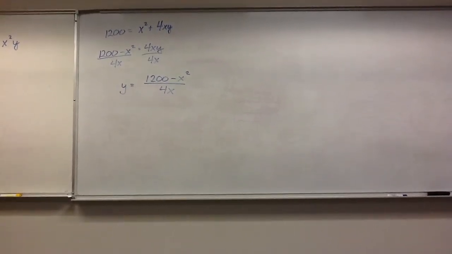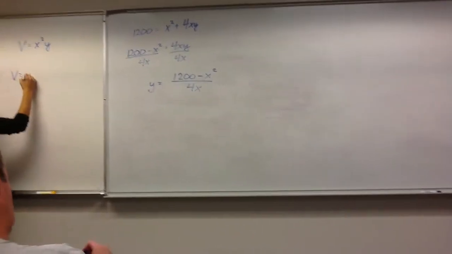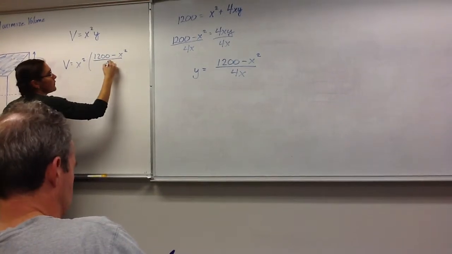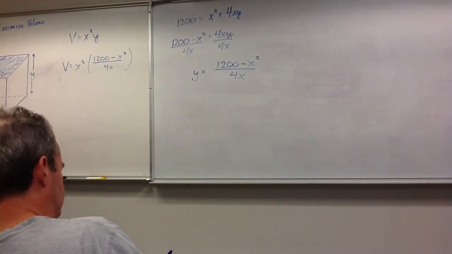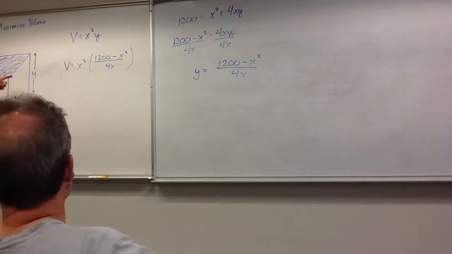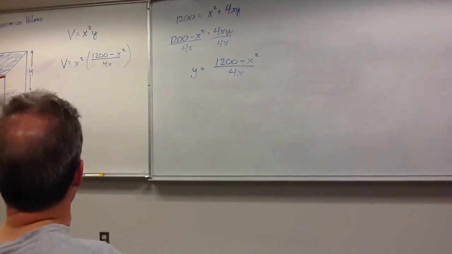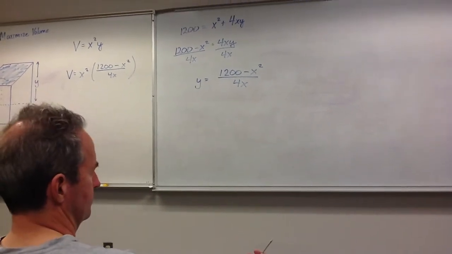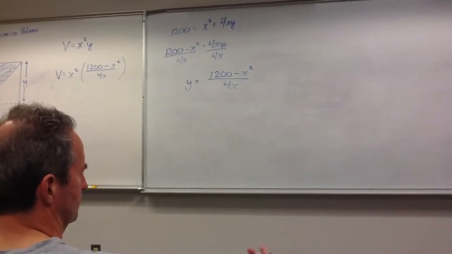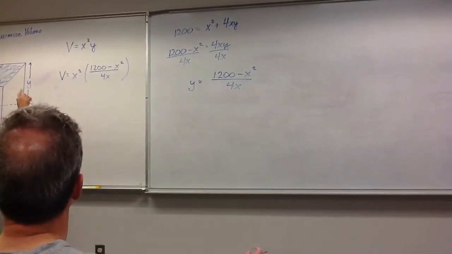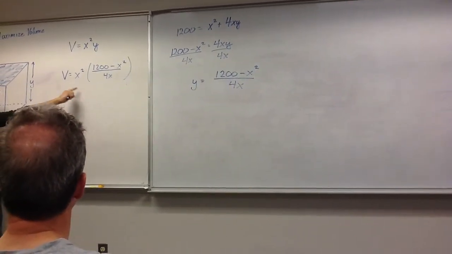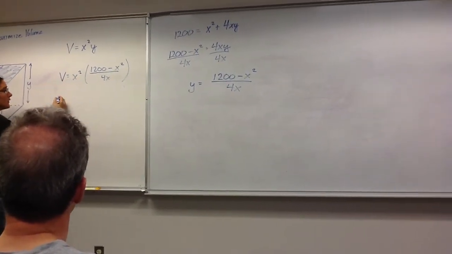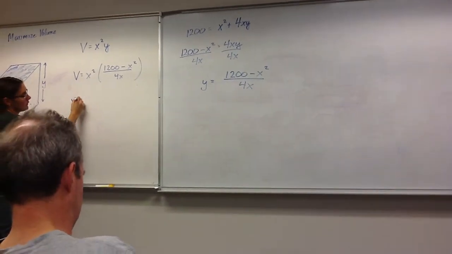Okay, so now we've got our volume is equal to x squared times (1200 minus x squared) over 4x. And we have a formula for volume all in terms of x. The battle is half won. We've done all of the setup work, and now comes the calculus. All right, so if I want to take a derivative, it's in my best interest to simplify this first. Otherwise, I'm going to have to use a product rule and then a quotient rule, and that's not going to be pretty.